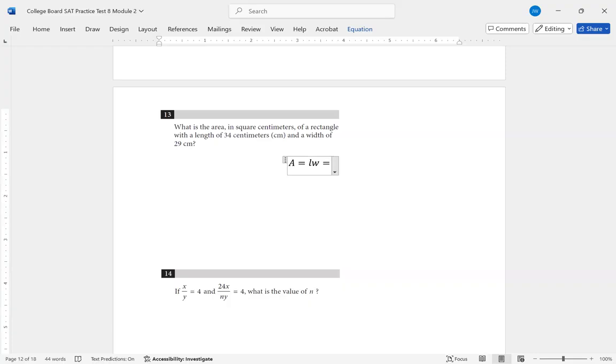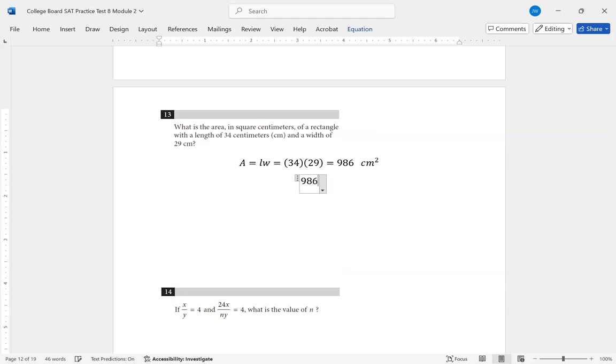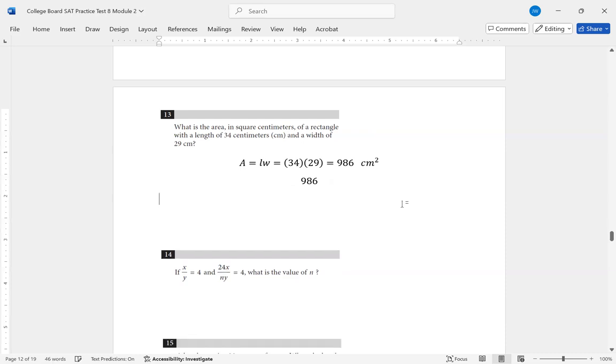In any case, the length is 34 centimeters. The width is 29 centimeters. If you got that backwards, you just do 29 times 34. That's the same thing as 34 times 29. And that's 986. Now, 986 in centimeters times centimeters, we get squared centimeters, or centimeters squared. So 986 is the answer that we're looking for, because we are looking for the area in square centimeters. So 986 is the answer to question 13.